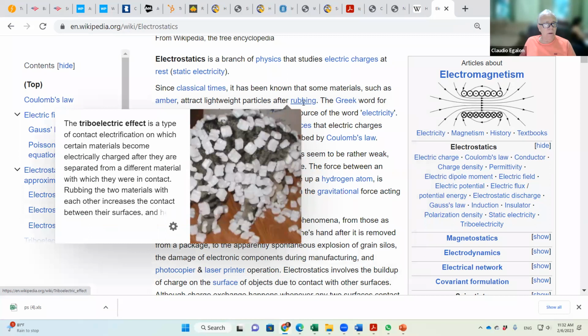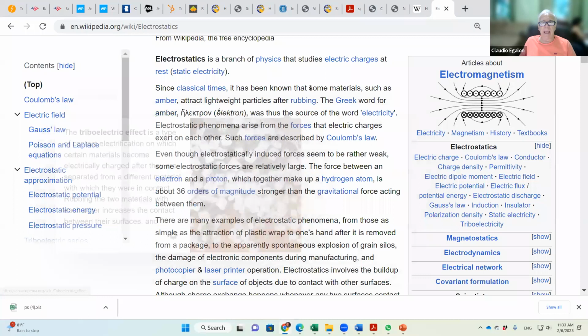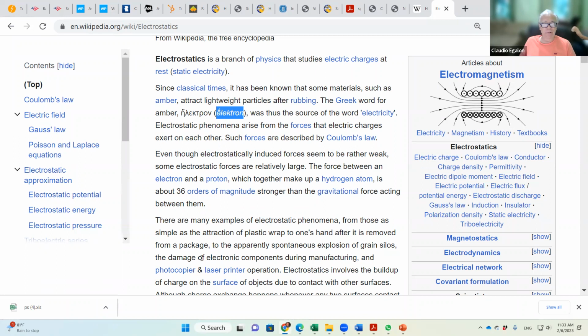So here you go, that's the triboelectric effect, a type of contact electrification in which certain materials become electrically charged after they're separated from different materials. So you rub amber against something else, you electrically charge the amber, and the amber would attract lightweight particles. The Greek word for amber, have you heard of this word before? Electron. That's how it's written in Greek: eta, lambda, epsilon, kappa, tau, rho, omicron, and mu.